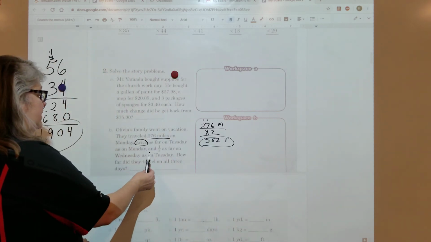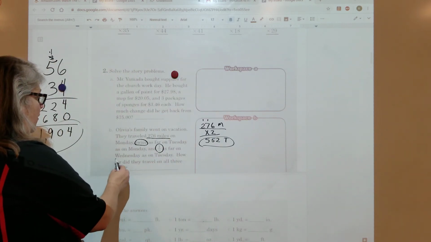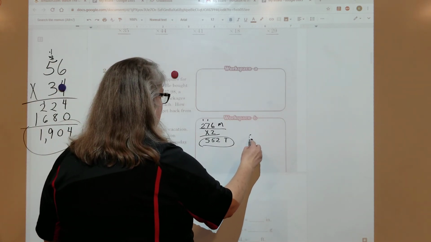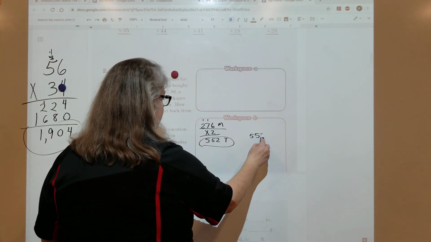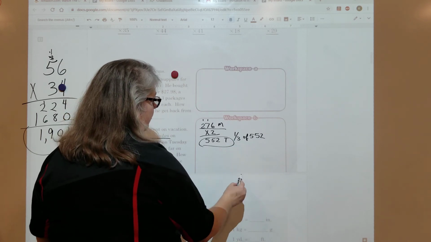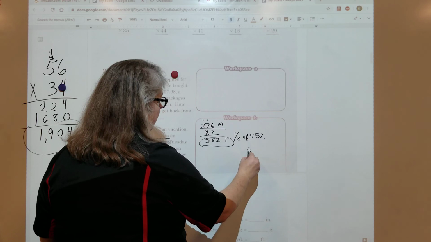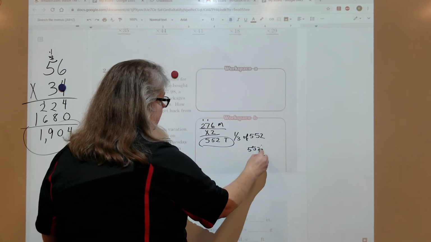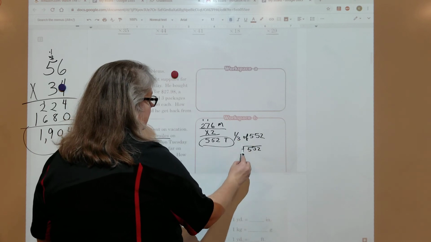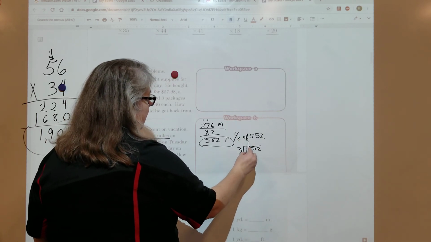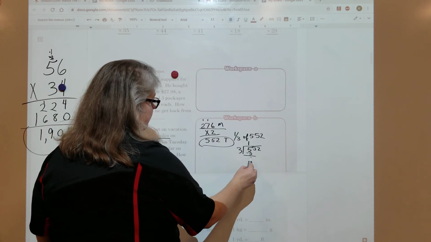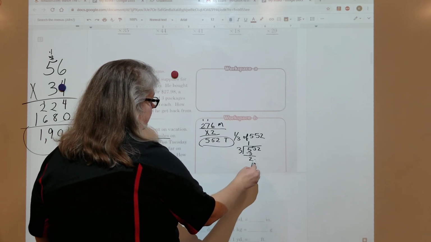Now, for Wednesday it says 1/3 as far on Wednesday as on Tuesday. So we're going to take the Tuesday total, 552. And if we say 1/3 of that number, we're going to make that into a division problem. If there's any left over, we're going to write the remainder as a fraction because it's saying 1/3. 3 goes into 5, 1 time. 1 times 3 is 3. Subtract, 5 minus 3 is 2.